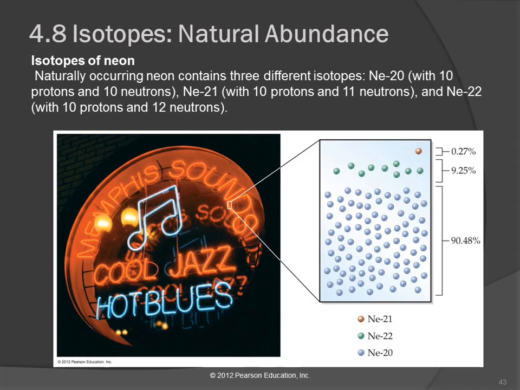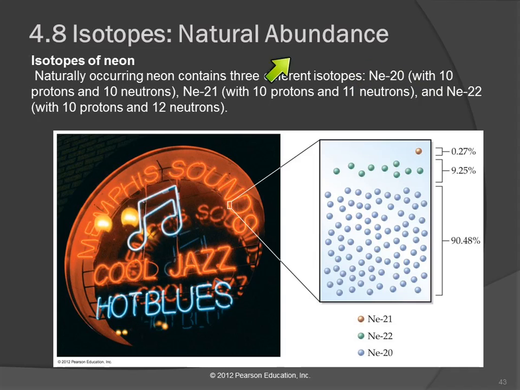Here's an example with neon. A neon light is this orange color, and that actually has neon gas in it, and that's a distinctive color of neon. But we're not that interested in that right now. We're looking at what's over here. So neon has 3 different isotopes. And when we say neon 21, 21 is the mass number, the number of protons plus neutrons. So up here, neon 21 has 10 protons and 11 neutrons.